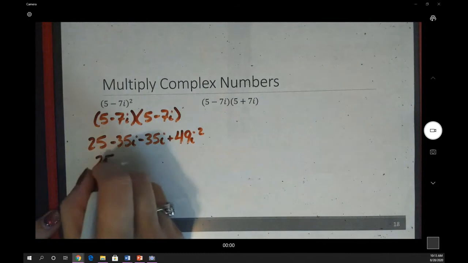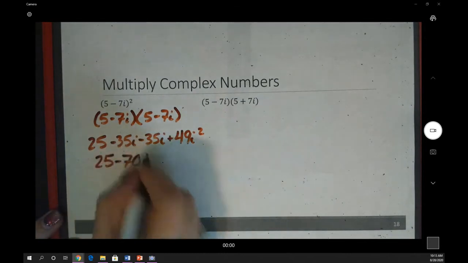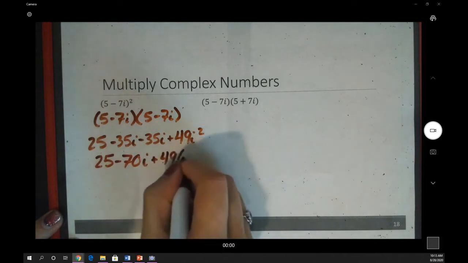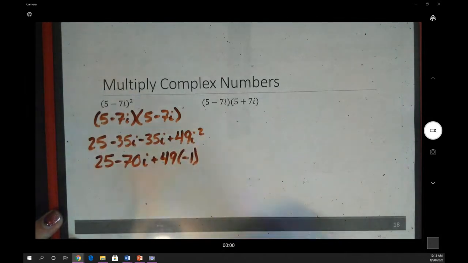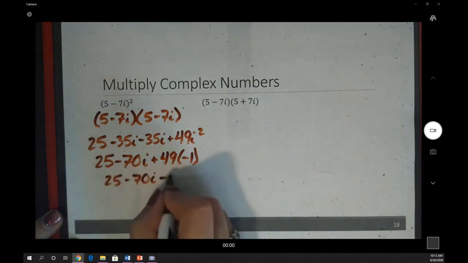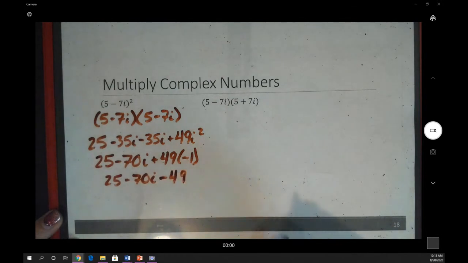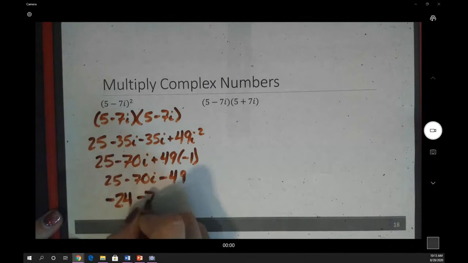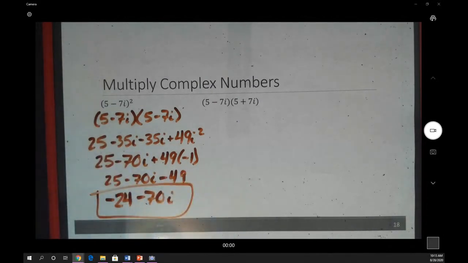That gives us 25 minus 70i when I combine them, plus 49 times a -1, which is 25 minus 70i minus 49. 25 minus 49 is a -24, and we still have our minus 70i. So again, we're putting the real part first, the imaginary part second, and we don't want to see an i squared in our answer, because that's unnecessary.